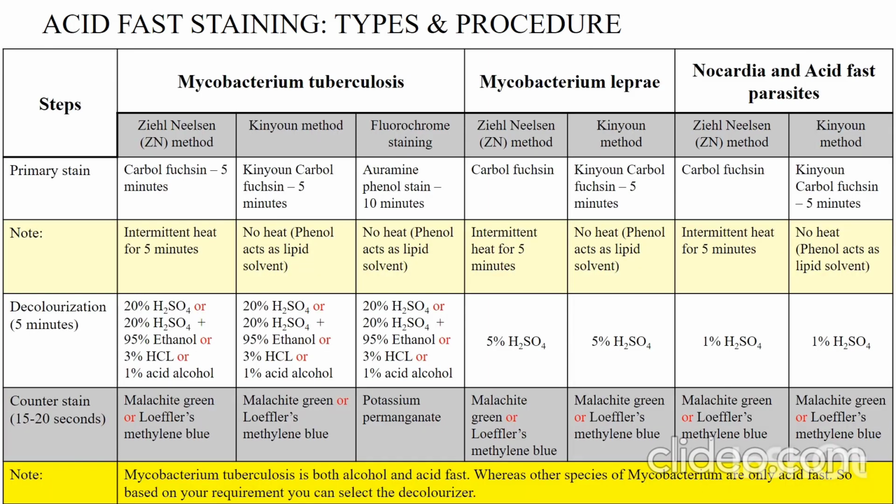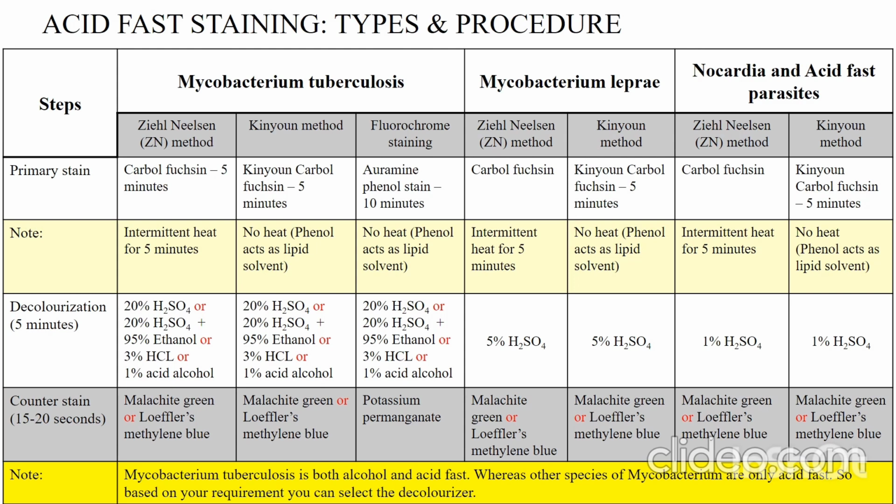When you come to Mycobacterium leprae, the primary stain remains the same as for Mycobacterium tuberculosis. It can be the Ziehl-Neelsen method or the Kinyoun method. Ziehl-Neelsen means with carbol fuchsin, and Kinyoun's method means with Kinyoun's carbol fuchsin. The heating is required as for Mycobacterium tuberculosis, where the Ziehl-Neelsen method requires heat, while Kinyoun's method does not require heat.